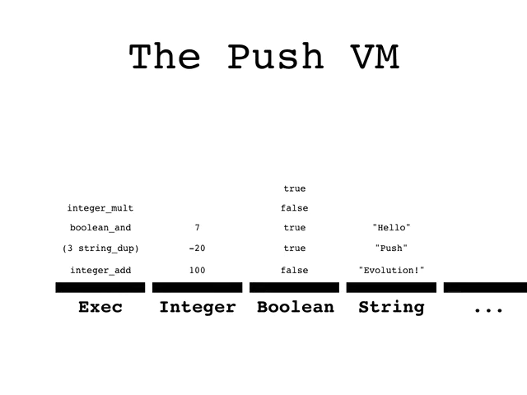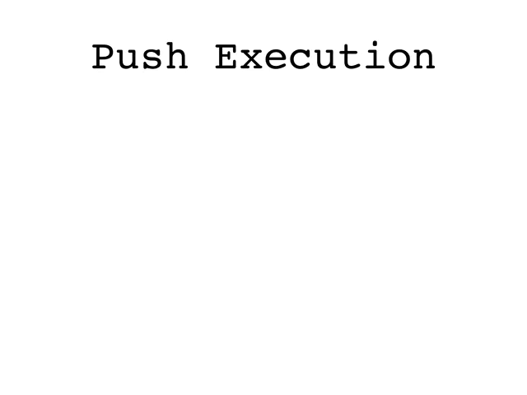Here we see several instructions and program fragments on the exec stack and integer, boolean, and string values on the integer, boolean, and string stacks. The person who implements the interpreter can create additional stacks for additional types. Dynamic creation of new stacks as programs run has been explored but is not part of the basic Push interpreter concept. Now let's look at how Push programs are executed.